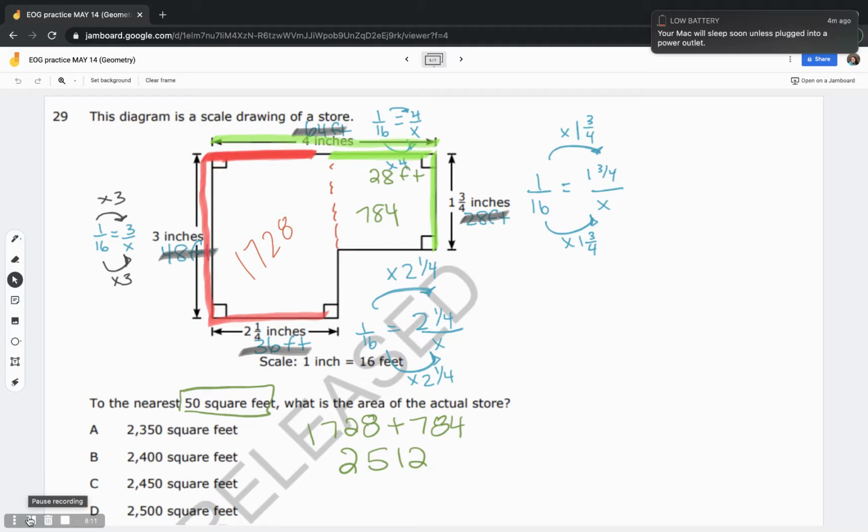So 12 would tell us to round down. If it was more than 25, then we would round up to the nearest 50 feet. But we're rounding down, so that's going to give us 2,500 square feet.